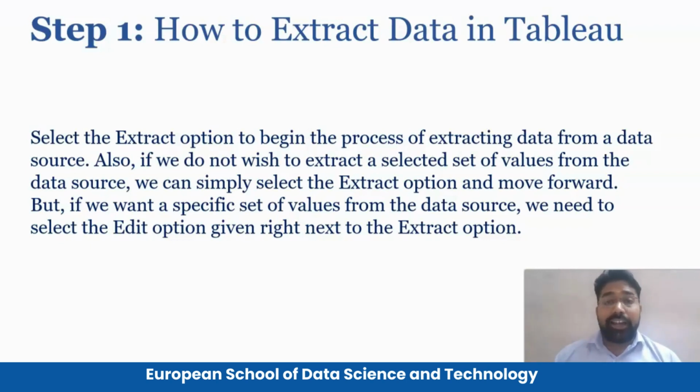First we have to check the entire data set which we have imported. We will see all the fields, the types of values, and from that what data is required. Also, if we do not wish to extract a selected set of values from the data source, we can simply use some filters, some extraction options, and move forward. But if we want to specify a set of values from a data source, we need to select the edit option given at the top right corner of the extract option.